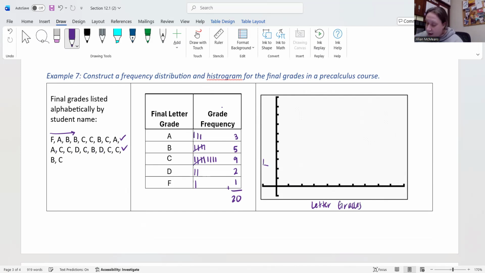And along the y-axis, again, we'll do frequency. So we have 10, 9, 8, 7, 6, 5, 4, 3, 2, and 1. And then we have A's, B's, C's.